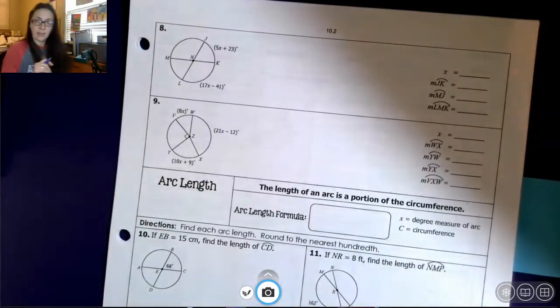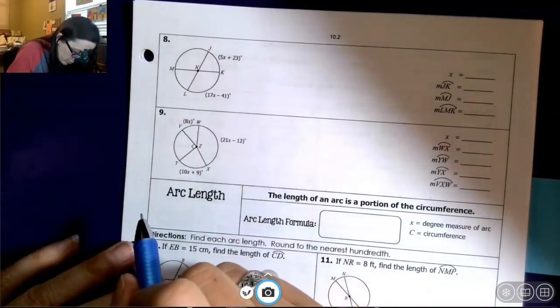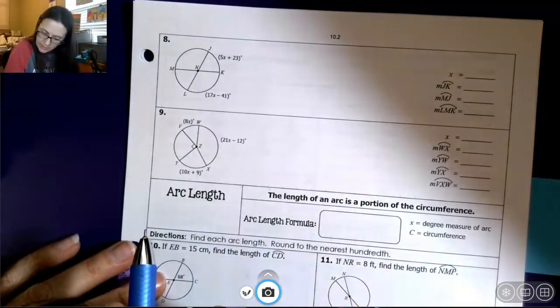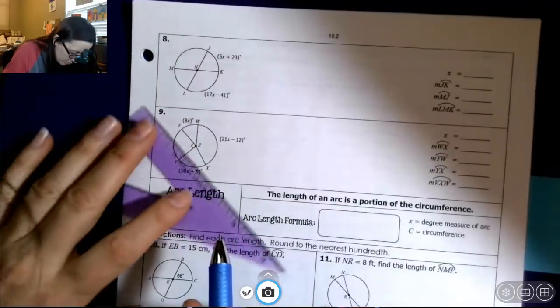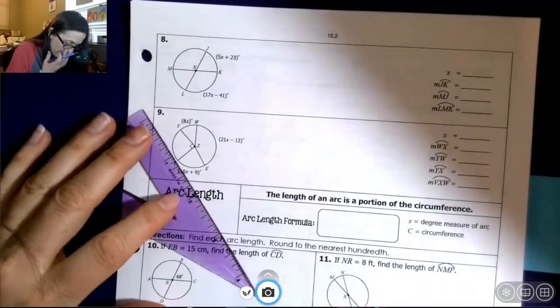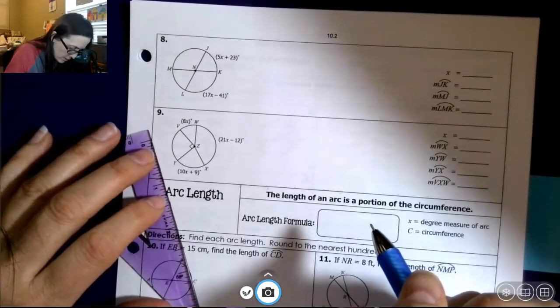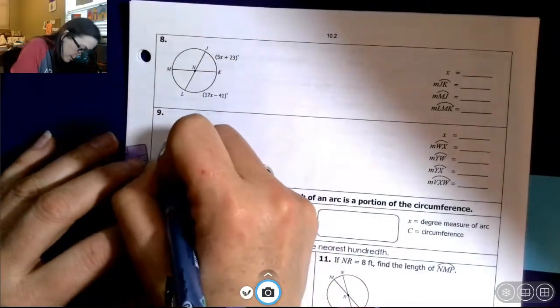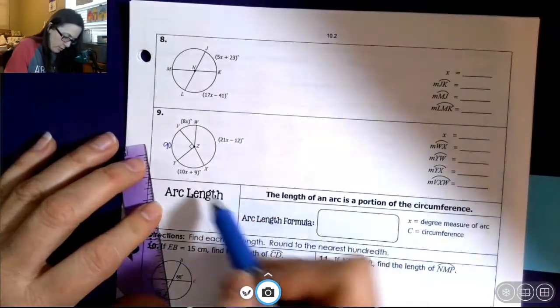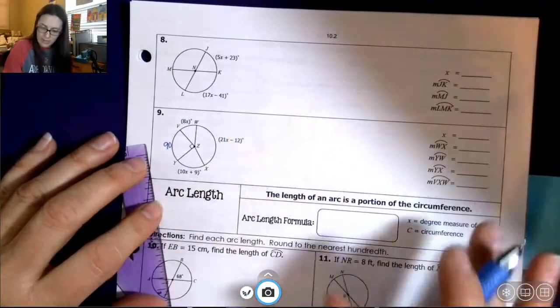Pause, see if you can set it up for yourself. Anything you know. Notice this is a little bit tricky. That is not a diameter. I do not have any diameters here. But if this right here is 90, what do I know about the other ones out here? All of them would have to add up to 360.